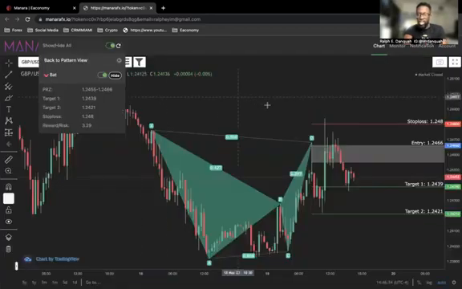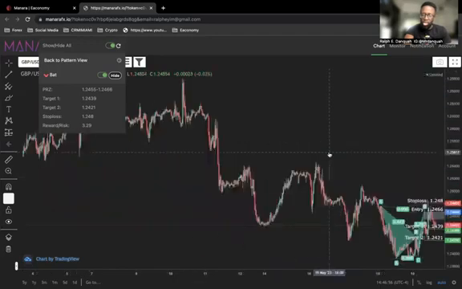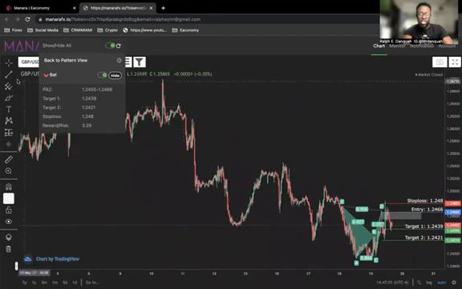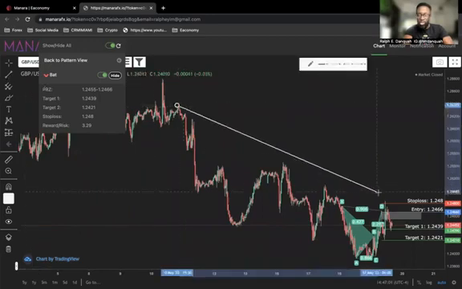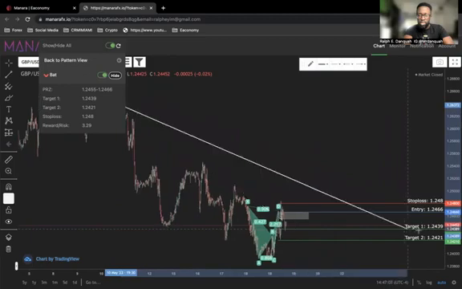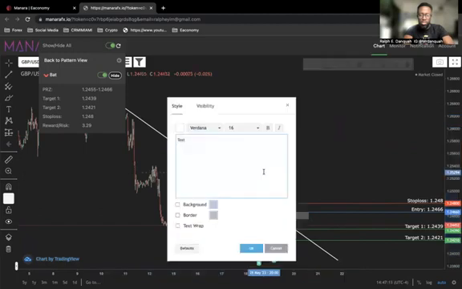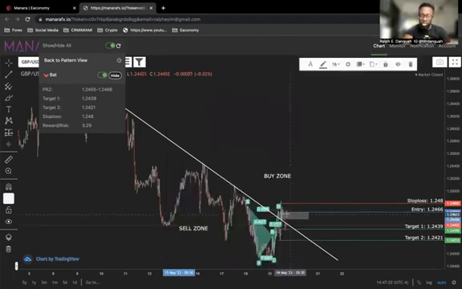So bat pattern, let's look at it. This is calling a sell. If it's a downtrend, I'm going to take the sell. Look at this. I could draw my trend line, however you want to draw a trend line. A trend line like this. Bam, trend line. So we have a buy zone, and then sell zone. The entry in this case was within my buy zone. So I'm not going to take this trade.